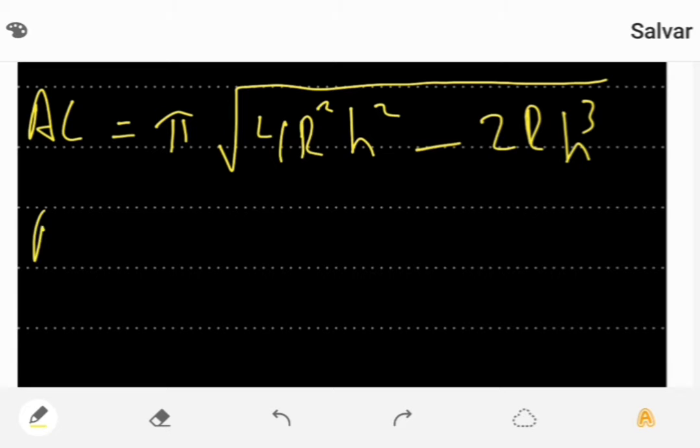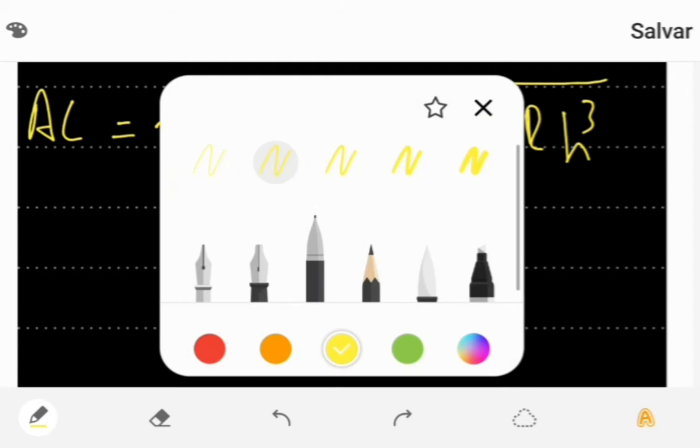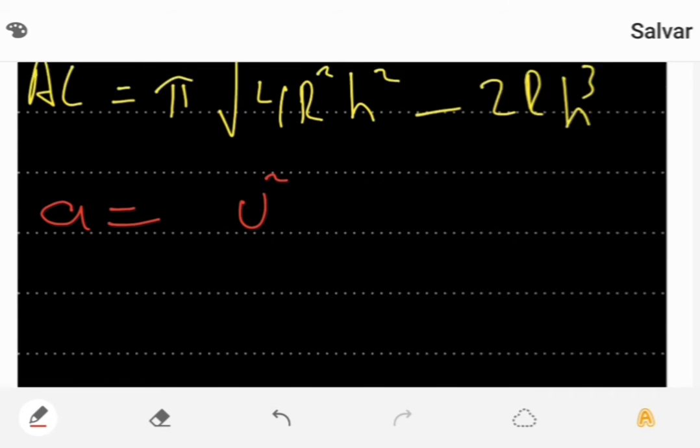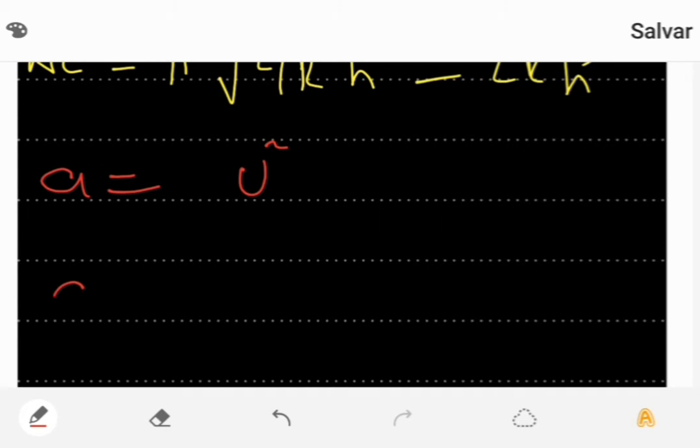So the derivative of A of L is going to be pi. Now let's just talk a bit about this derivative. Look, if I say that A is equal to U squared, okay, so the derivative of A will be 2 multiplied by U multiplied by U prime, right? So this is what we are going to do, okay?